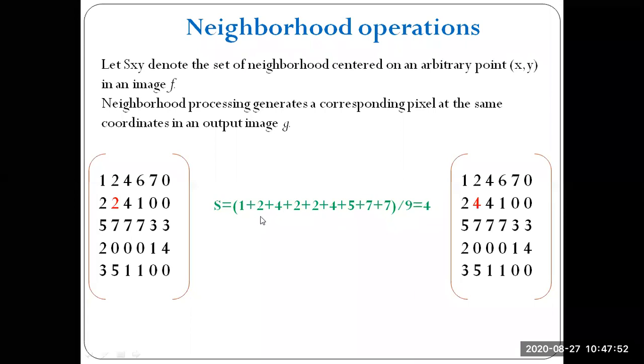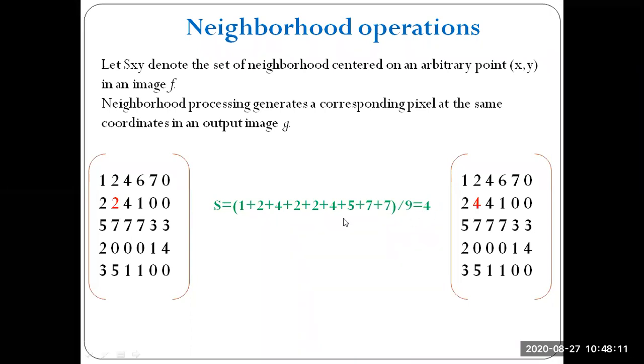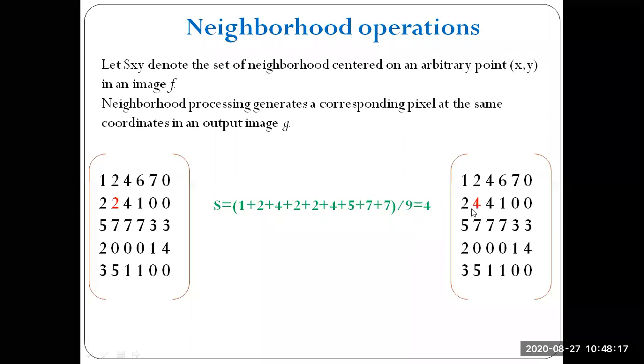9 elements: 1 2 3 4 5 6 7 8 9. Now if we add all these intensity values and take the average, that is your resultant value, 4. So now your 2 is replaced with how much value? 4. So here the red color 2 is replaced with red color 4.